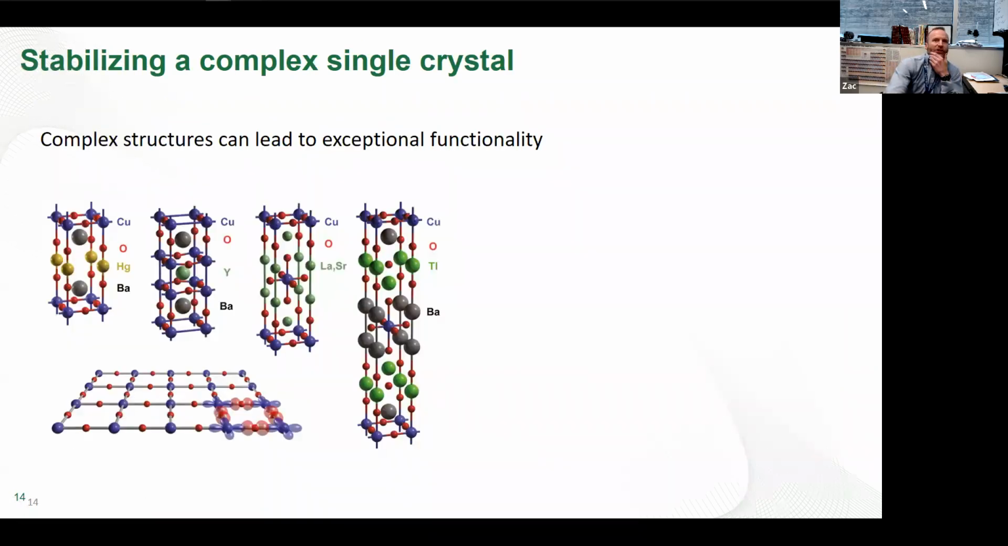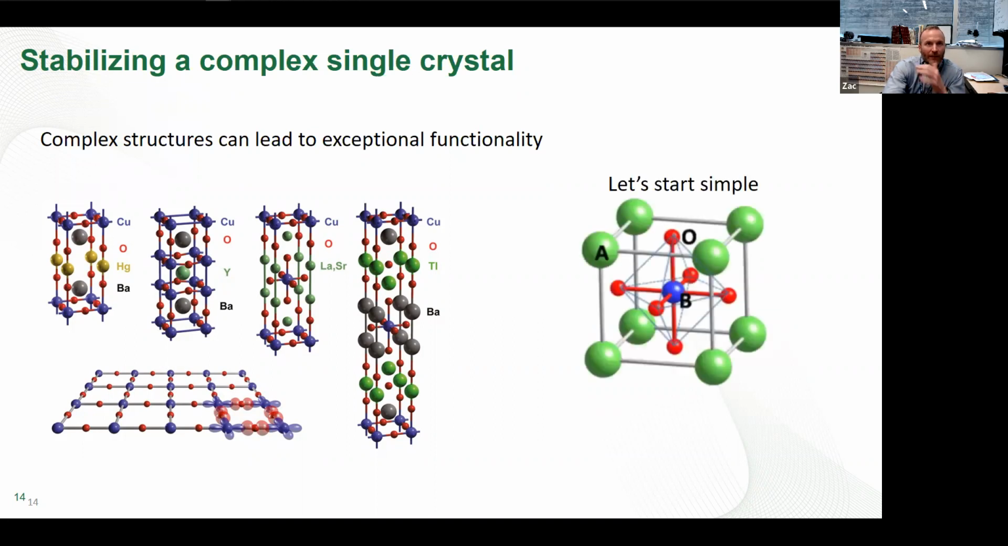Okay, so some of the most exciting things in correlated systems happen to have very complicated crystal structures. This is where our goal is: to be able to make these more complicated structures with high compositional disorder on one or more sublattices. But when we got started, let's start simple. Let's do a perovskite. We're going to put the training wheels on it and see if we can make this.